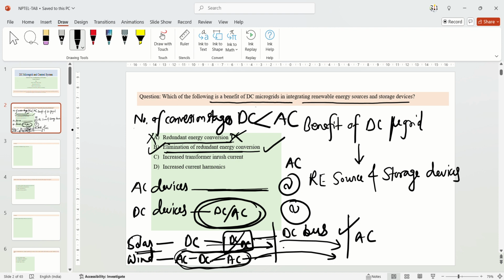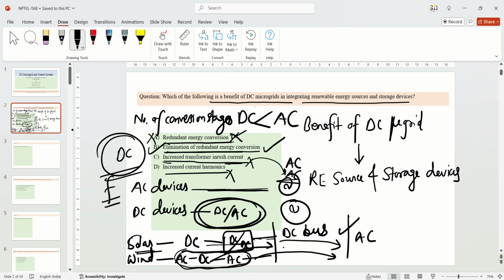A is false. What about the C option? It says increased transformer inverse current. There is no need of going into the inverse current when it comes to these local generation sources, so that is not the option. The fourth option is increased current harmonics. That is also not true, because in DC there is no frequency component, so there is no concept of harmonics. Increased inverse current is for the AC. So the B option is correct.